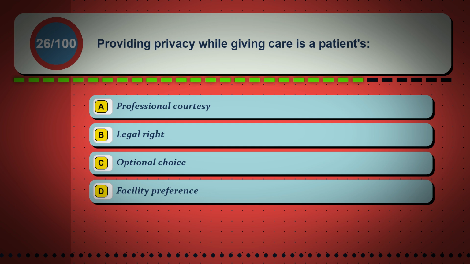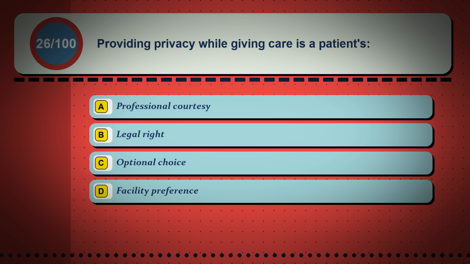Question 26. Providing privacy while giving care is a patient's: Option A. Professional courtesy. Option B. Legal right. Option C. Optional choice. Option D. A facility preference.